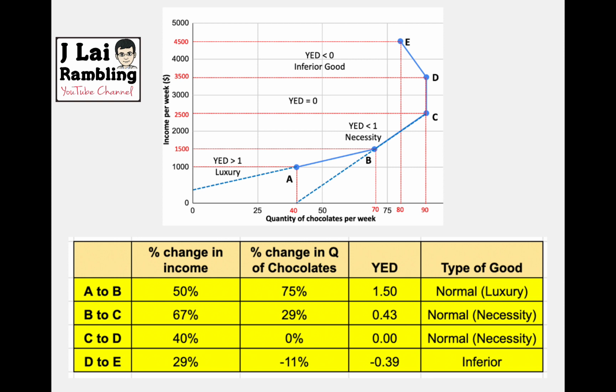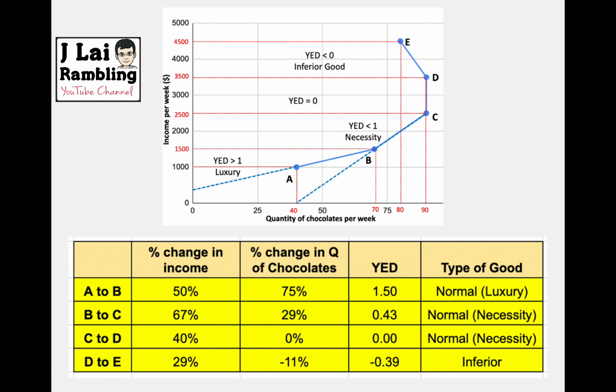If you've looked at what we've done here, we've simply worked out the different income elasticities for different income points from A to B, B to C, C to D, and D to E. A to B we've talked about, and when the income increases by 50%, the YED is 1.5, meaning that it is a normal good and a luxury good. However, when we move from B to C, the YED is less than 1, it is 0.43, meaning that it is only a normal good and it is a necessity good as well because it is unresponsive to the change in income.